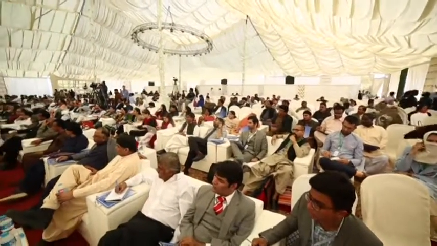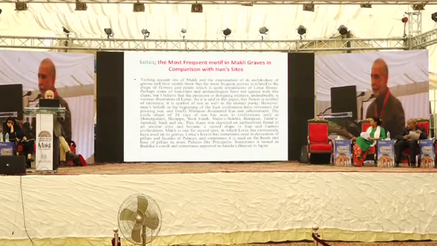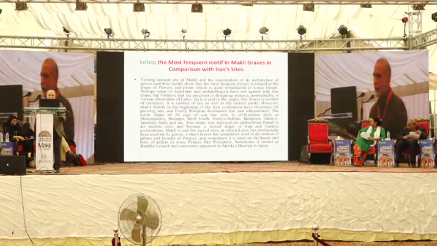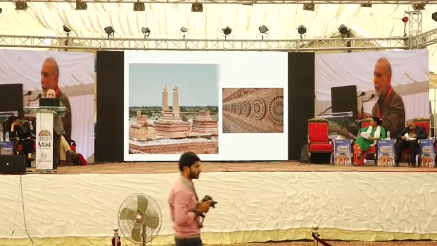However, man's beliefs in the beginning of the Eastern civilization had reverence for praising the sun, and finally Mithraism dominated Iran and the subcontinent. The shape of 24 rays of the sun has been seen in civilizations such as Mohenjo-daro, West Sindh, Shahr-e-Sukhte, Bampur, Takht-e-Jamshid, Sialk, and so on. If you go to the stone graves, you can see the shape of the sun. And next to that, you can see the shape of the lotus flower.